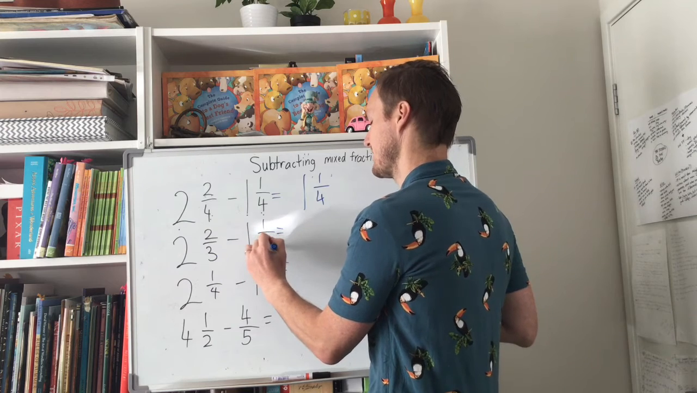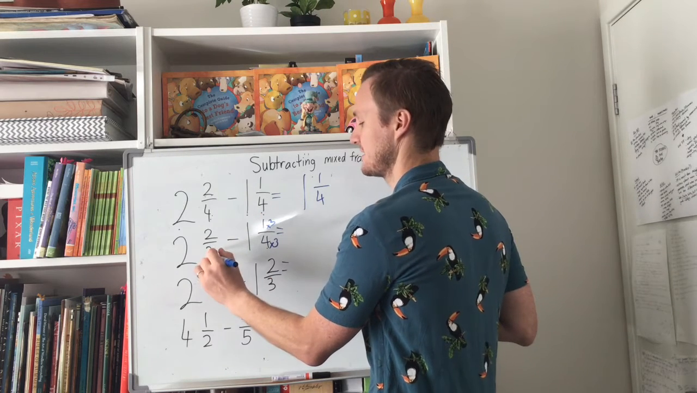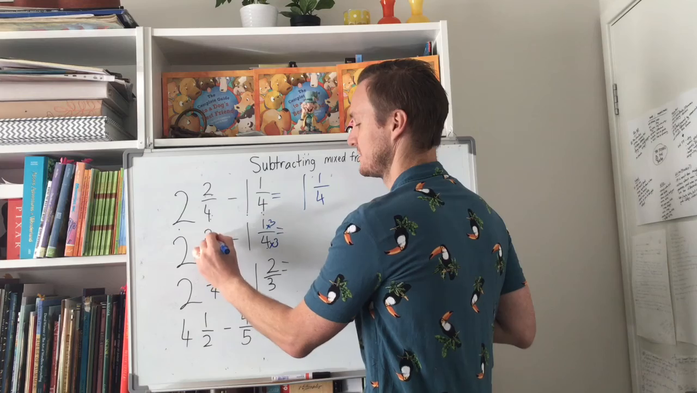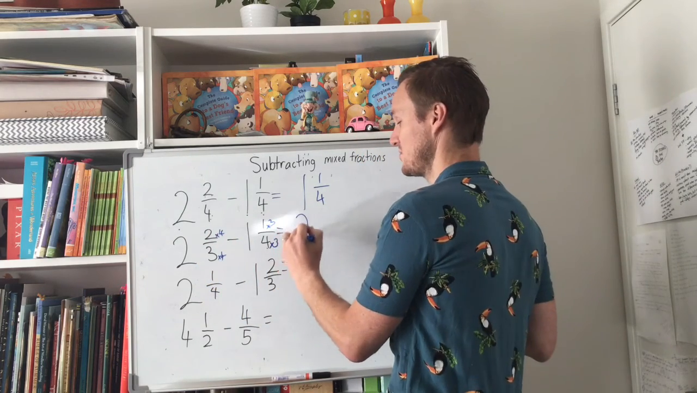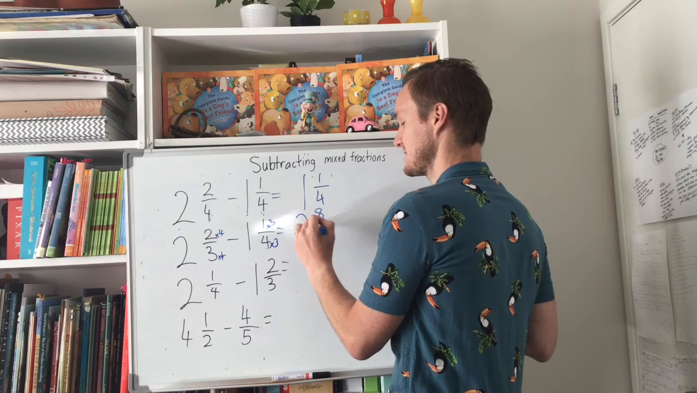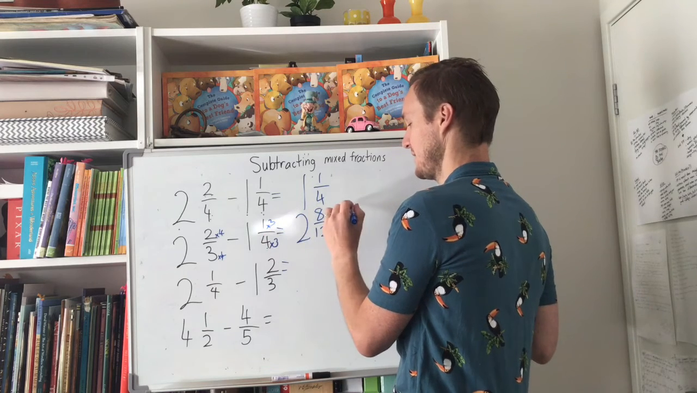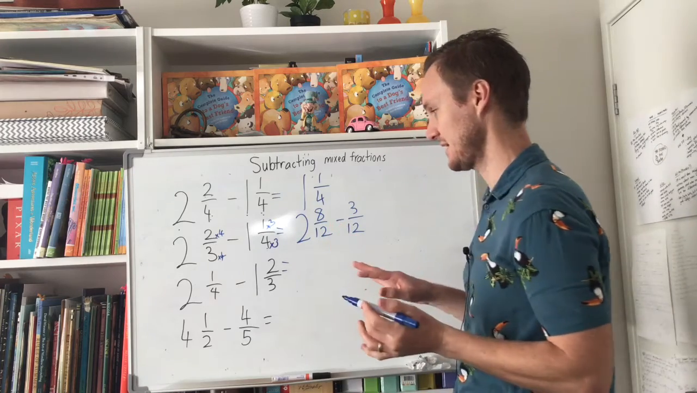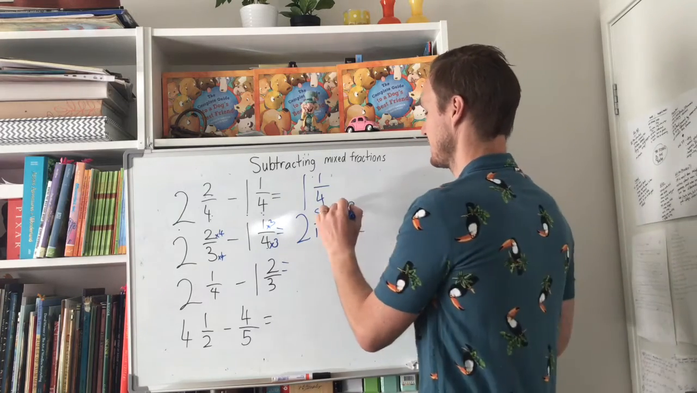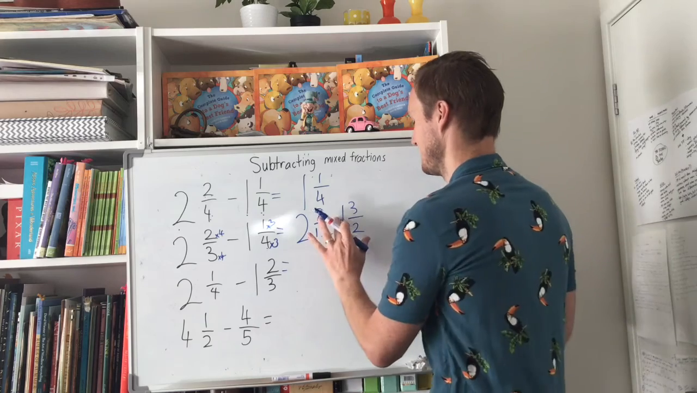So we're going to times the bottom by 3, the top by 3. This side we times by 4 and by 4. Now we write our new question over this side. So we write 2 and 8/12 take away 1 and 3/12. Sorry, made a bit of a mistake there.